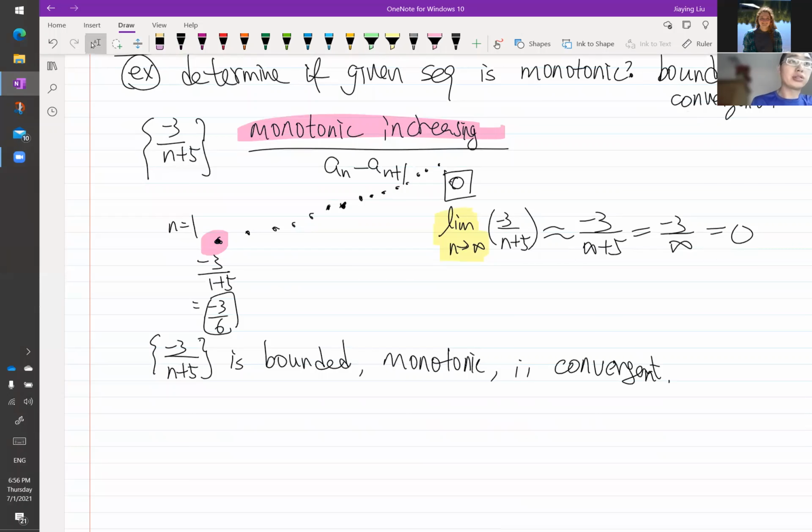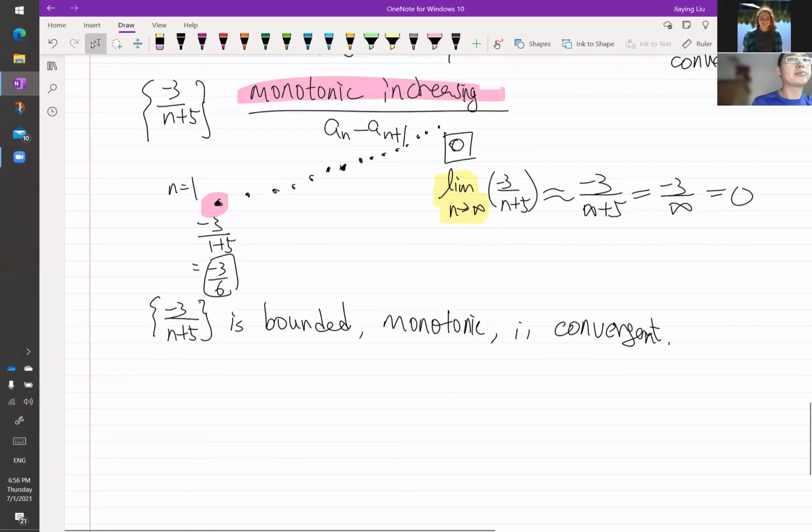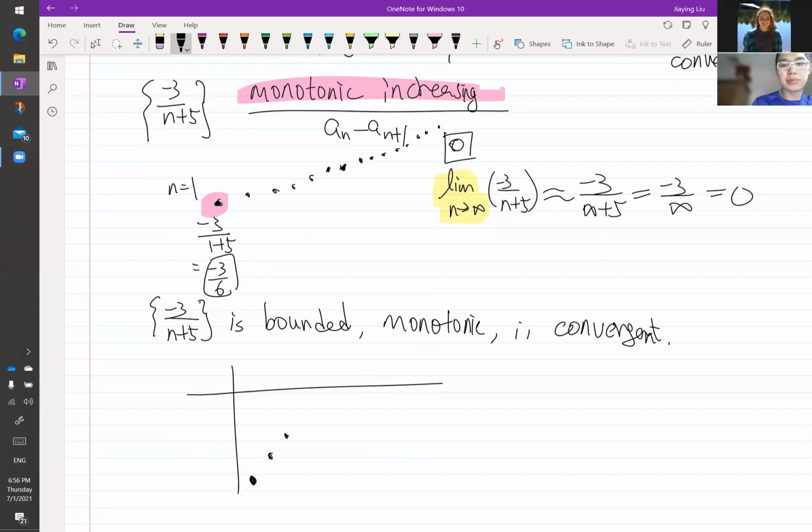Now, I didn't draw the dots correctly. Maybe that was confusing. The dots should be something like -1/2, and then it goes up. It's still increasing, but it's curving towards the x-axis. So that's increasing and bounded above, and below it's already bounded by -1/2.